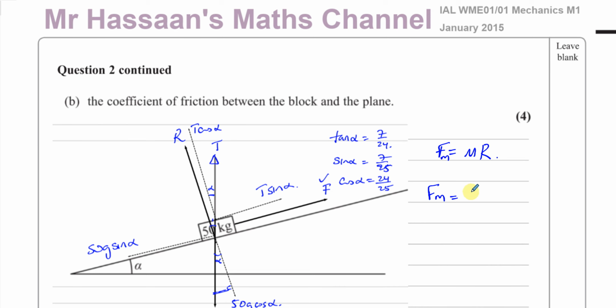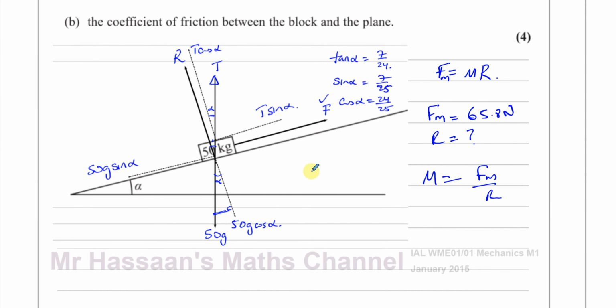If I find what R is, then I can find what mu is, because mu is going to be F max over R. And why is it F max? Because it's on the point of sliding, so it's reached its maximum amount. The friction can't go higher than that. If we reduce the tension, the friction won't increase anymore to stop it sliding, because it's reached its limiting value. That's why it's just about to slide. So mu is going to be the maximum friction, 65.8, over R.